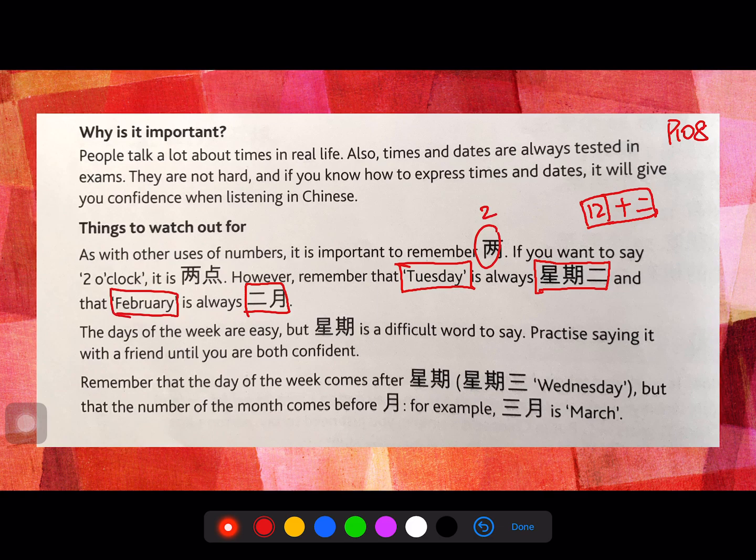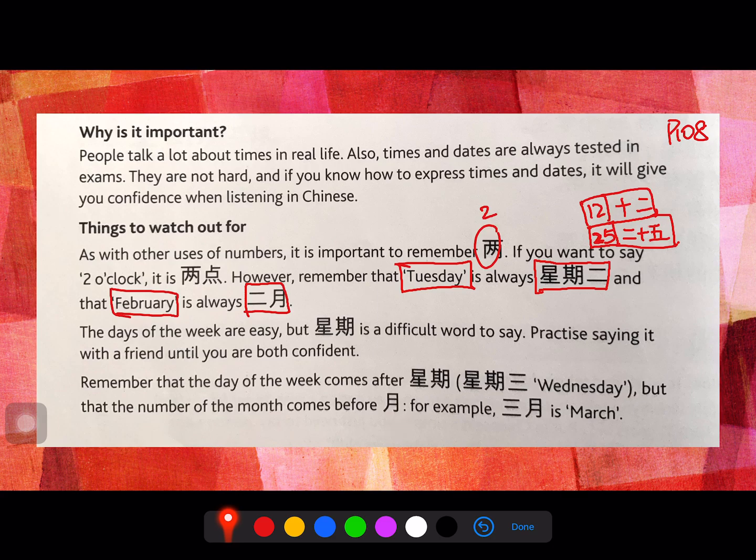Okay? Now the days of the week are easy. Just to add on, similarly for number 25, do you think we need to change the 2 here? No, number 25 is a word by itself, 25. Okay, so next point. The days of the week are easy, but 星期 is a difficult word to say. Practice saying it with a friend until you're both confident. So 星期. Remember that the day of the week comes after 星期, so 星期三 is Wednesday, but the number of the month comes before 月. For example, 3月 is March.